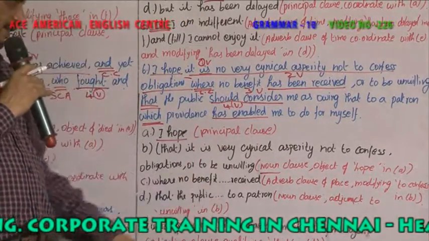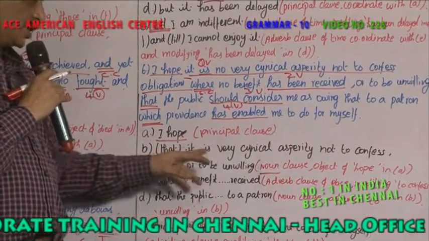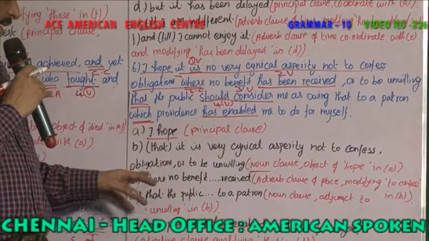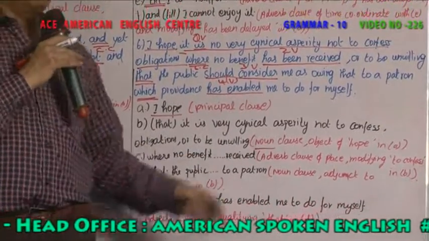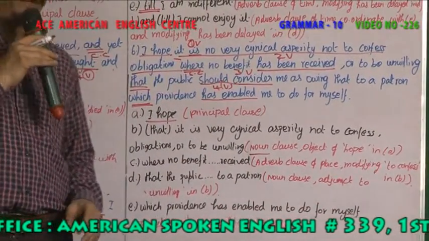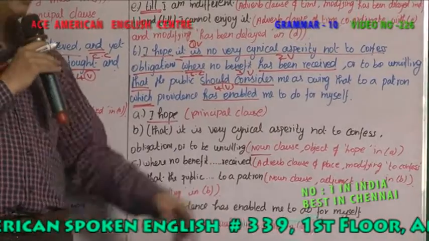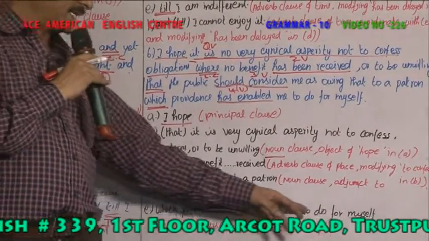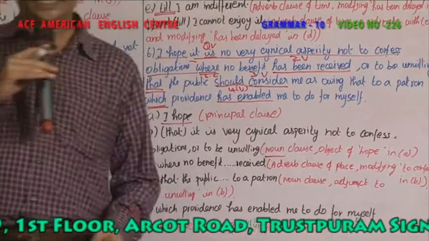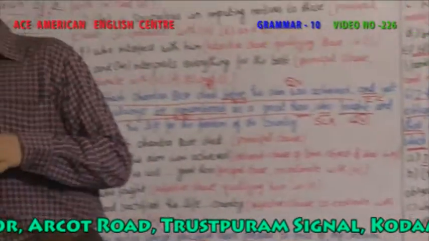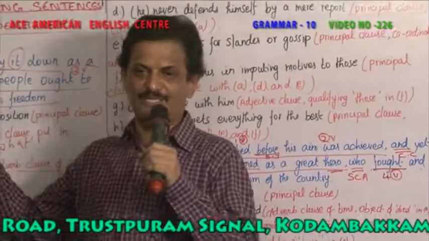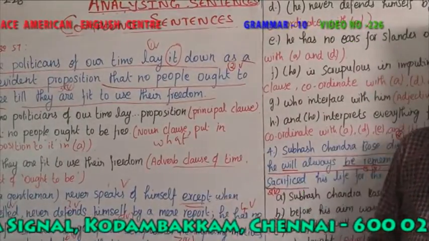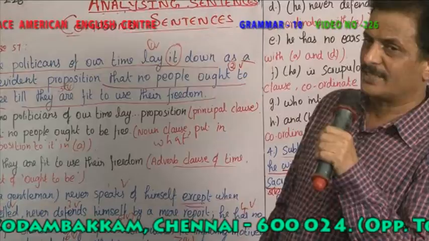So you have different sentences. "I hope" is the main sentence. "It is very cynical asperity not to confess" is also a main sentence. "That is very cynical" becomes a noun clause. "Where no benefit received" becomes an adverb clause of place. "That the public to a patron" becomes a noun clause. And "which providence has helped me to do for myself" becomes an adjective clause. Hope you are able to get it. Are you clear? Then I will give it to you in a simple sentence. Of course, this is classical English with classical words. So let us go in for a simple sentence later.